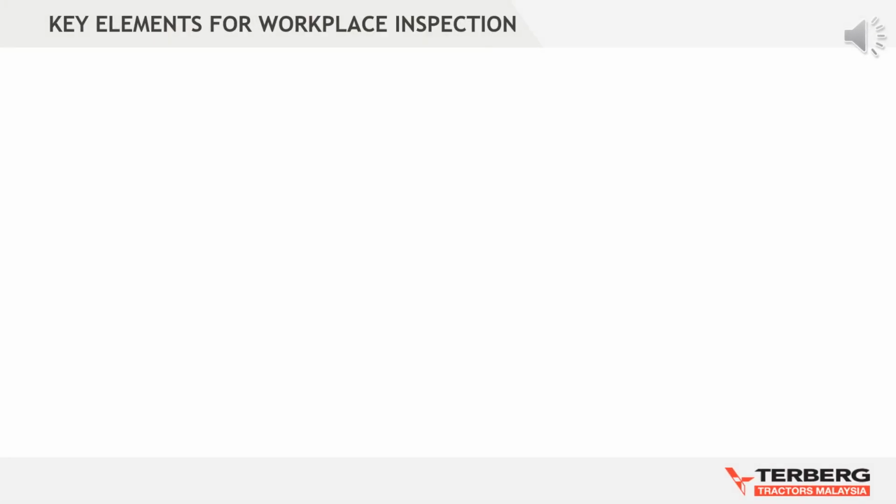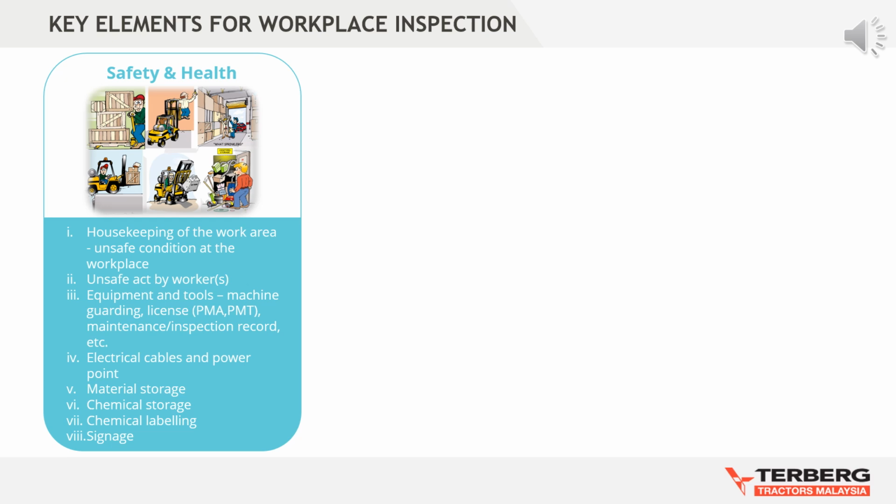There are 3 key elements for workplace inspections. First, safety and health inspections. The safety and health element of the workplace inspection includes the housekeeping of the work area, where the unsafe acts and conditions at the workplace will be inspected, material storage, chemical storage, chemical labeling, and signage.